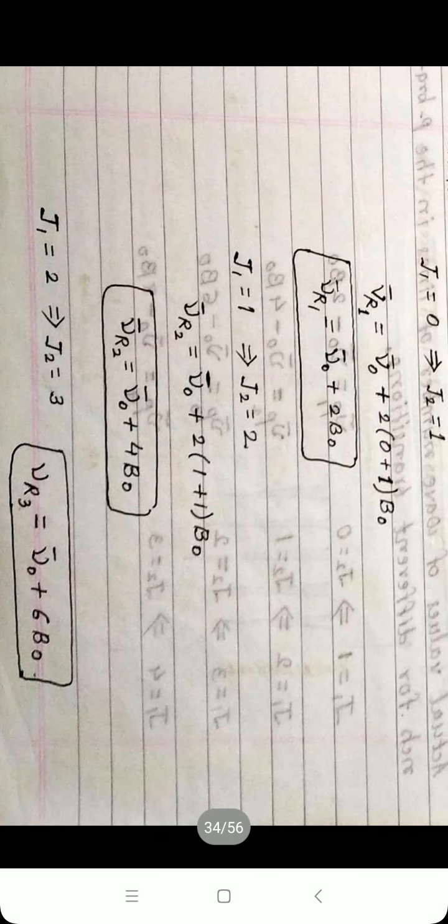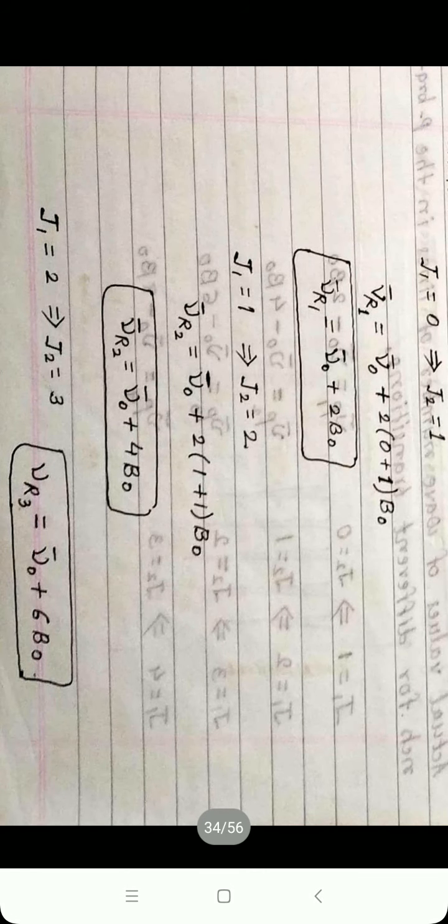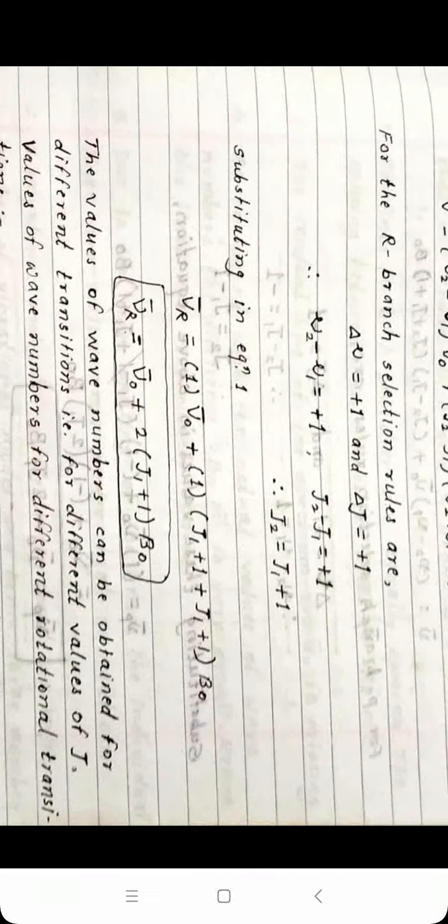Overtone line, this one is also known as. Then these are three equations for the first three lines in the R branch region. Then we discuss, similarly, how to find the equation for the wave number of lines in which region? The P branch region.